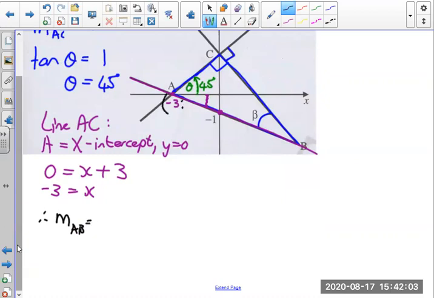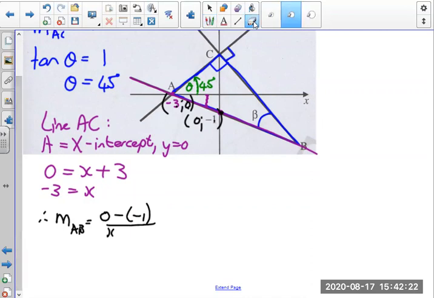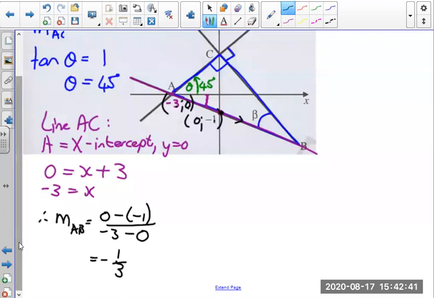This point has coordinates minus 3, 0, and this point has coordinates 0 and minus 1. So gradient is y minus y over x minus x. So 0 minus 1 over minus 3 minus 0. That gives me a gradient of negative 1 over 3. It is a downhill line, so it must have a negative gradient. Can you see that's more work, so more marks.